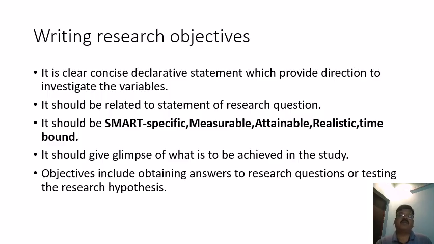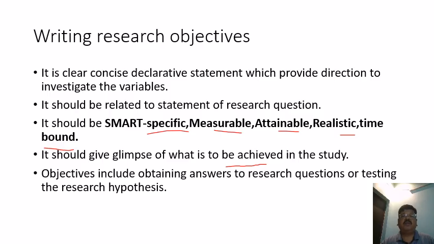Now we come to the next, almost the end of this presentation, the last point: writing the research objective. It should be a clear, concise, declarative statement which provides direction to investigate the variables. It should be related to the statement of the research question. So research question, research variable, hypothesis, and objectives are interrelated to each other. And it should be SMART: specific, measurable, attainable, realistic, and time bound. It should give a glimpse of what is to be achieved in the study.